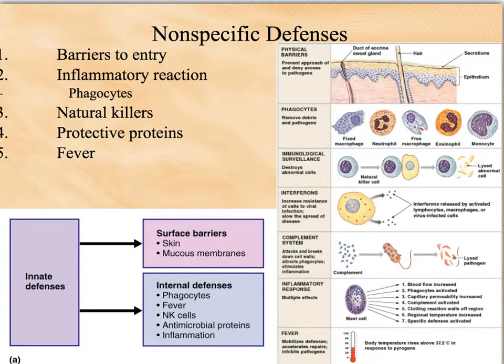Okay, the first of the non-specific defenses is going to be barriers to entry, and this is going to keep things out to begin with. We have the inflammatory reaction. That's the next one. Inflammatory reaction is pain and swelling. You have phagocytes, which are large white blood cells that are going to eat any of the pathogens. We have the natural killer cells, which are pretty nifty themselves. They're going to poke a bunch of holes in any cell that's not functioning properly. Protective proteins, basically proteins that help with the immune response. And the last thing is fever. We can even raise the temperature of our body to try to bake the little pathogens out of us.